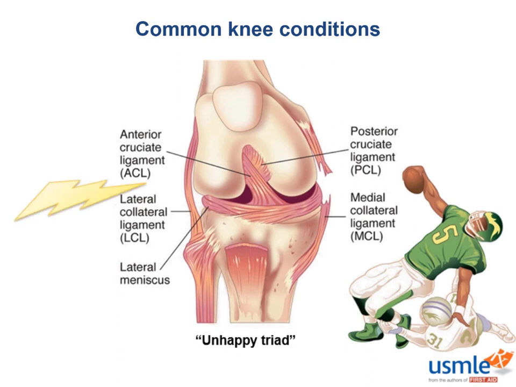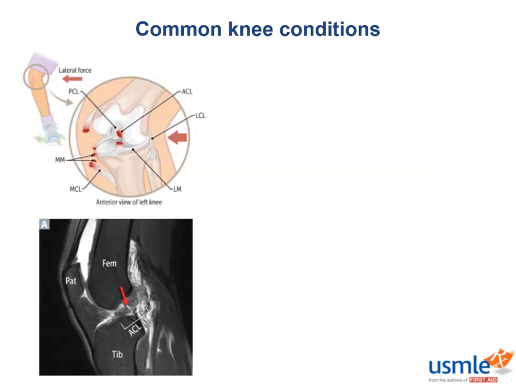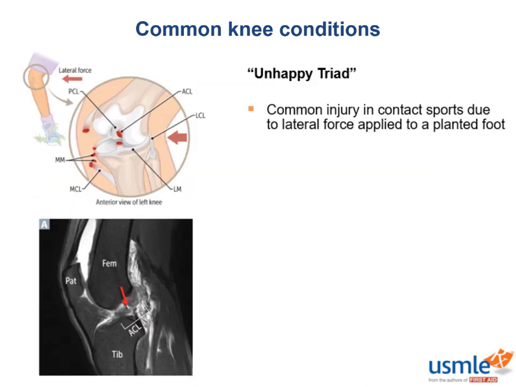The first two are ligamentous, to the MCL and to the ACL. See how these components sustain stress from a lateral hit? Now the third is meniscal, to the medial meniscus. Now, in the unhappy triad, it is the medial meniscus that is torn along with the ACL and the MCL.